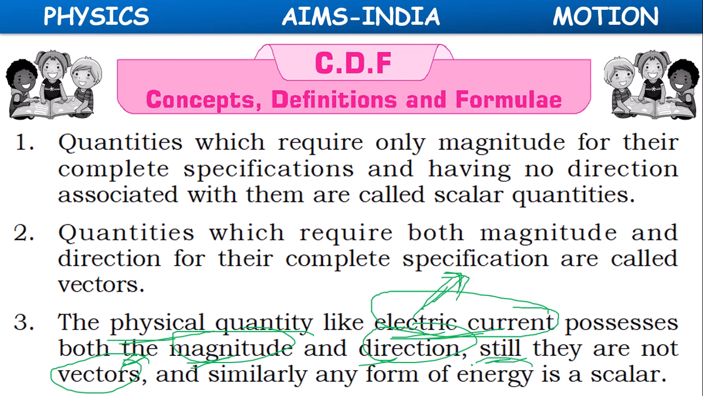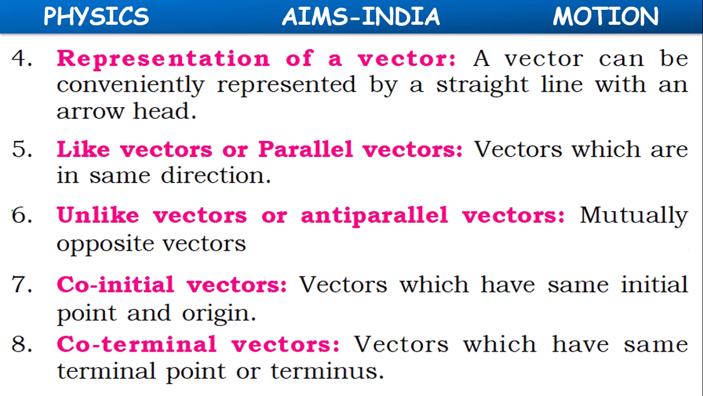And any form of energy is a scalar, like solar energy, chemical energy, nuclear energy. Next, representation of a vector. A vector can be represented by a straight line with an arrowhead.